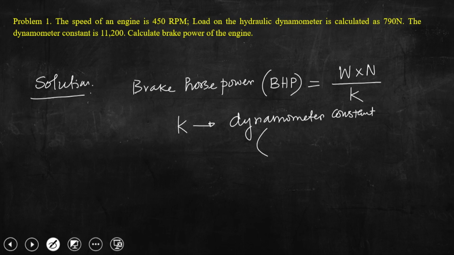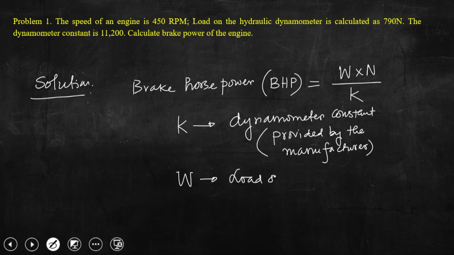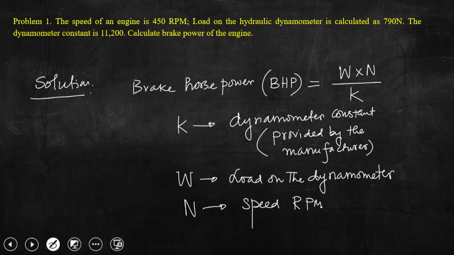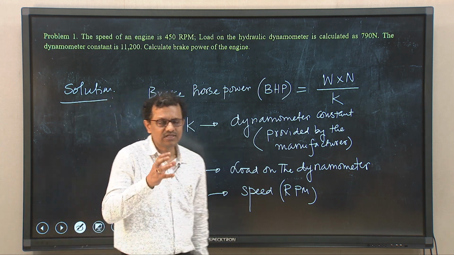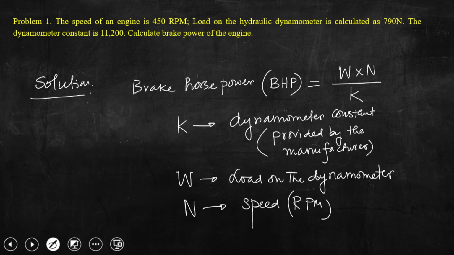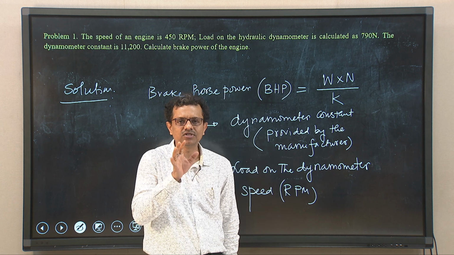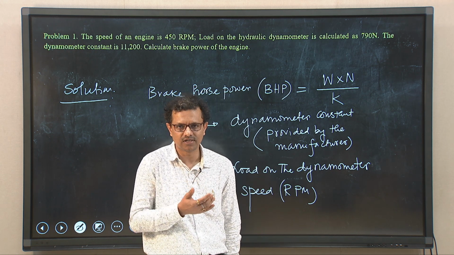This is typically provided by the manufacturer of the dynamometer. W is the load on the dynamometer, and N is certainly the speed. From the statement, the speed of the engine is given as 450 rpm, and the load on the hydraulic dynamometer is calculated as 790 Newton. As I said, in the stator itself load cells will be there, and you need to have some brake arm to stop the motion of the stator, which has a tendency to rotate in tune with the rotor motion.